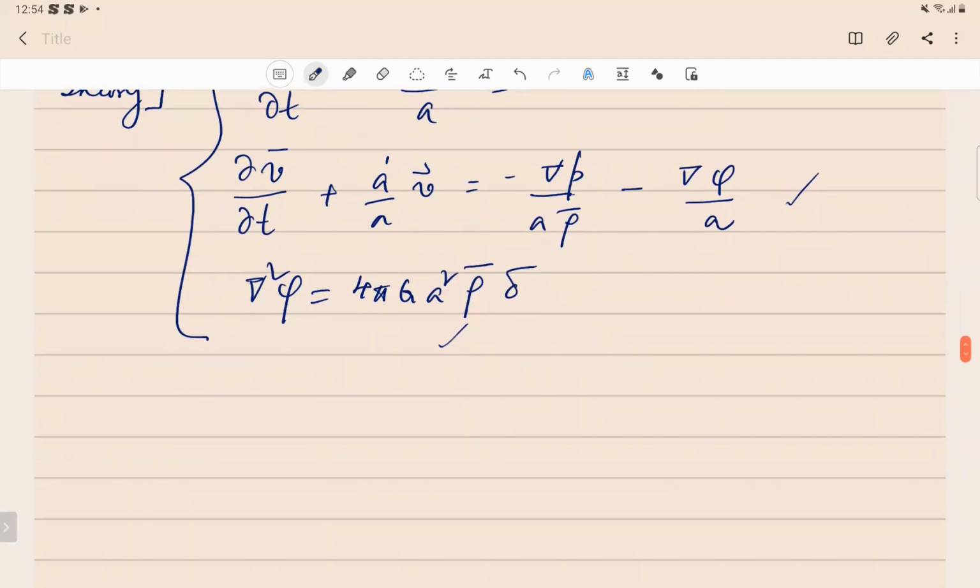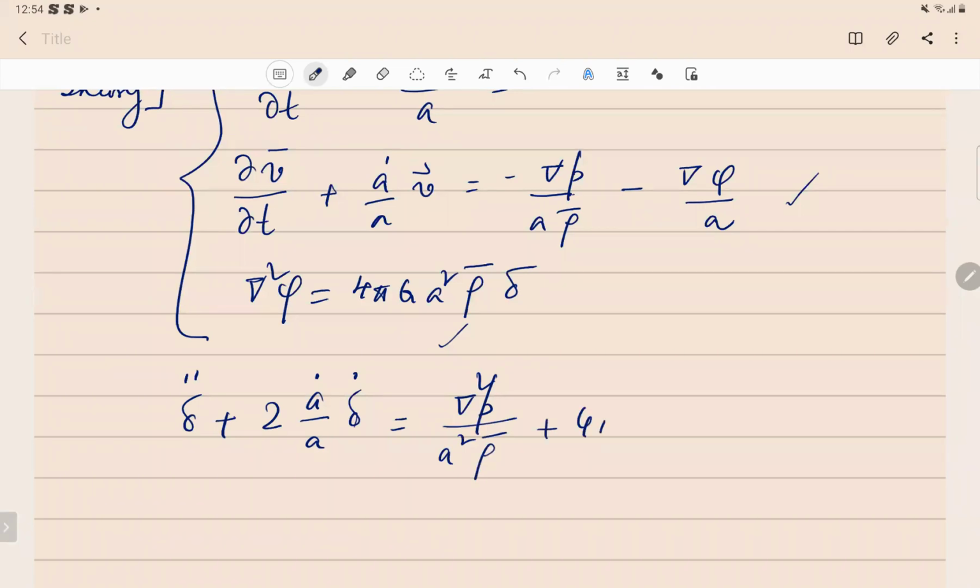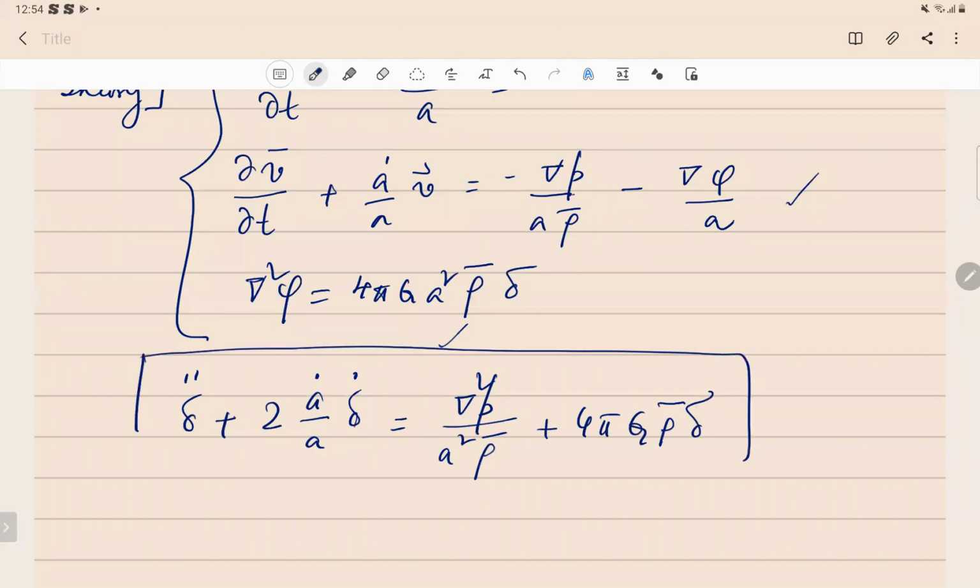Once you do that substitution, you get one second order equation for delta, and that is delta double dot plus twice a dot by a delta dot equals to del square p by a square rho bar plus 4 pi G rho bar delta. So that's our equation.